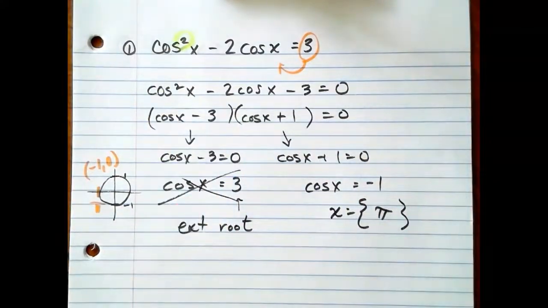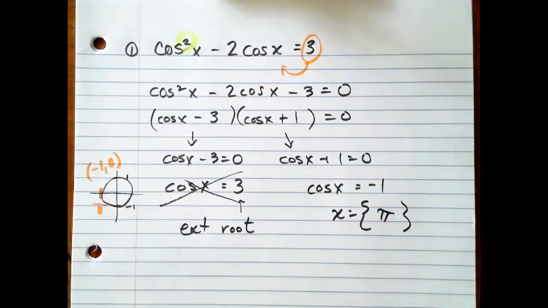Remember, by definition, sine and cosine are opposite over hypotenuse or adjacent over hypotenuse. Therefore, the cosine of x can never actually be equal to 3. That is number one.